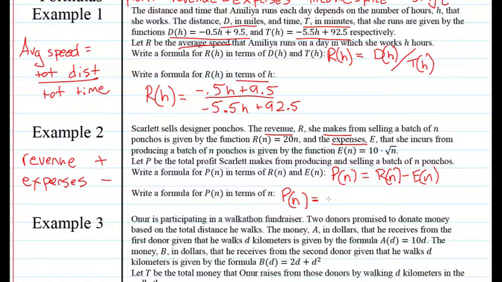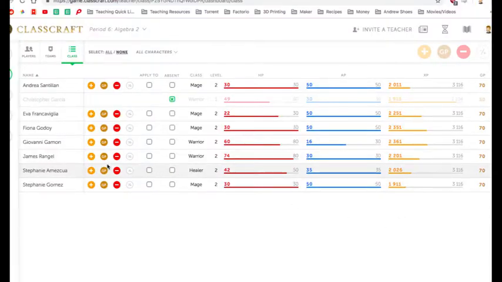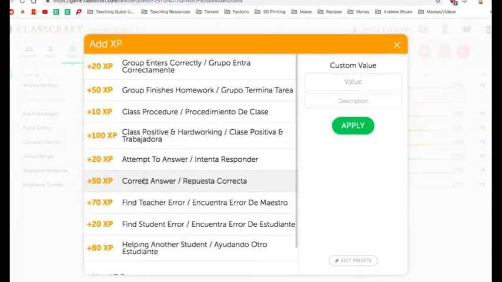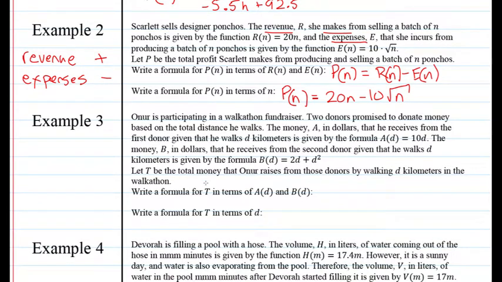Sego, go for it. P of n equals 20n minus 10 times square root of n. Yeah, and you don't have to do the little dot if you don't want to. You can just squeeze them together like that. Perfect. Yeah, thank you. Stego 50. All right, example 3. I need another voice. Eva, go for it.